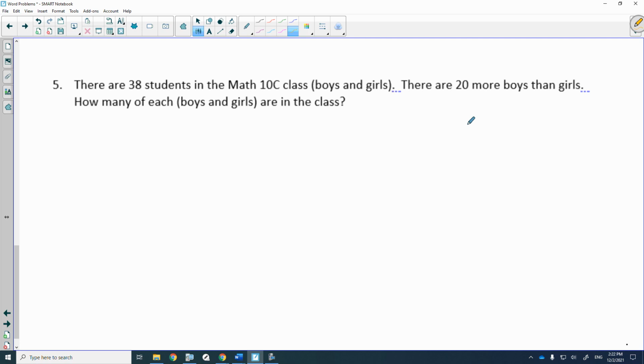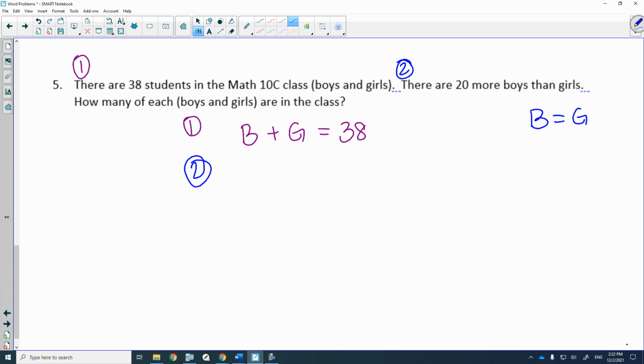So let's get the first system out of the way, the simpler of the two. Julie, what would the first system be? Yes. Boys and girls, there's 38 students total. Second, 20 more boys than girls. So it's either this or it's this.